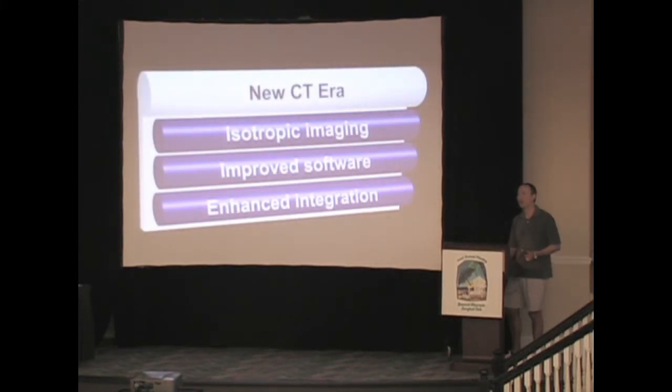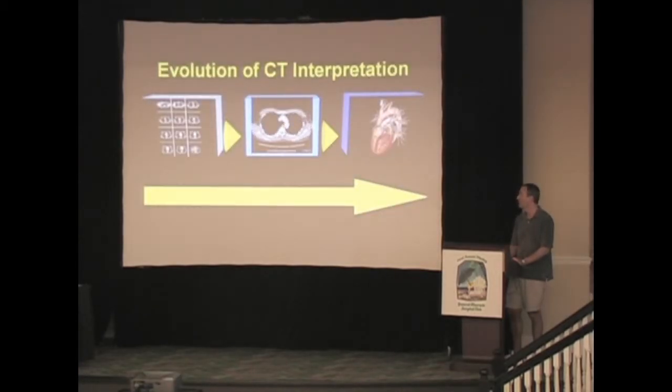But let's talk about now, as I've given a little bit of a rationale for why I think it's important to have 3D imaging routinely as part of your preoperative planning, let's talk about how that's become so easy to do. Well, we're in a new CT era with isotropic imaging, which means that no matter what plane we look at the CT scan in, we have the same resolution, and that used to not be the truth. We have improved software, and we're getting better integration. So we've really had an evolution of CT interpretation.